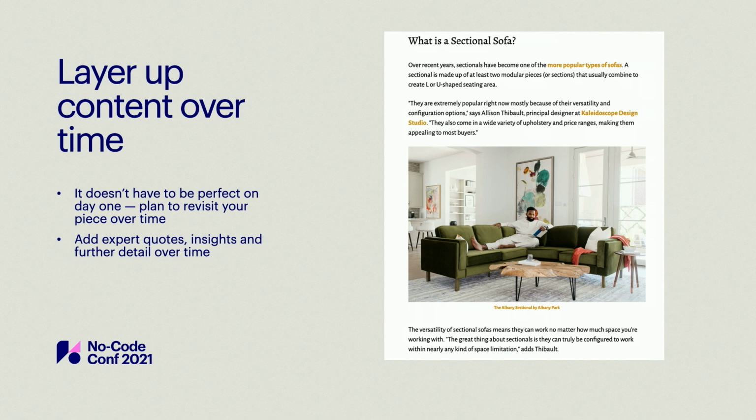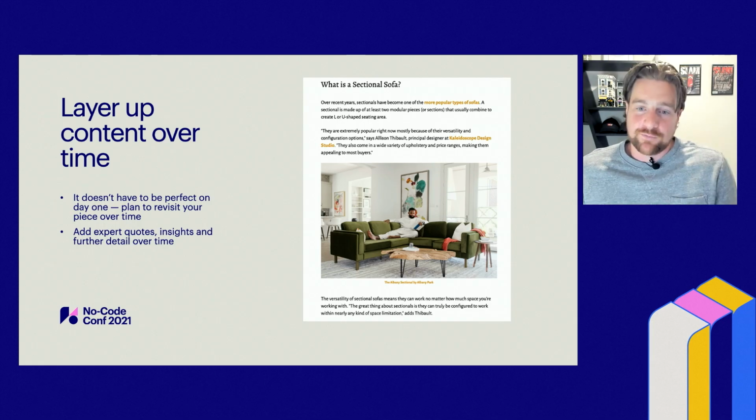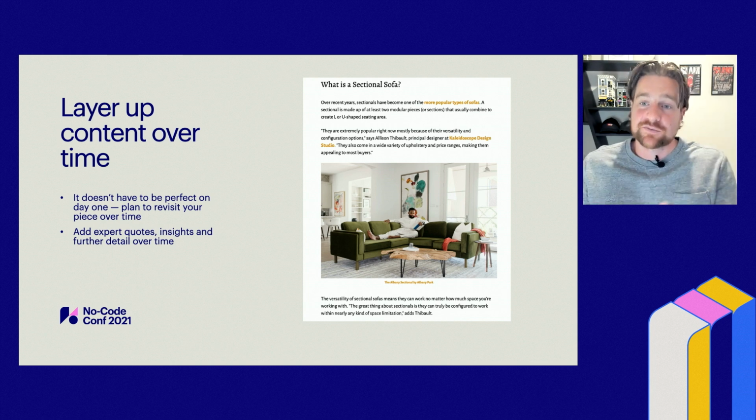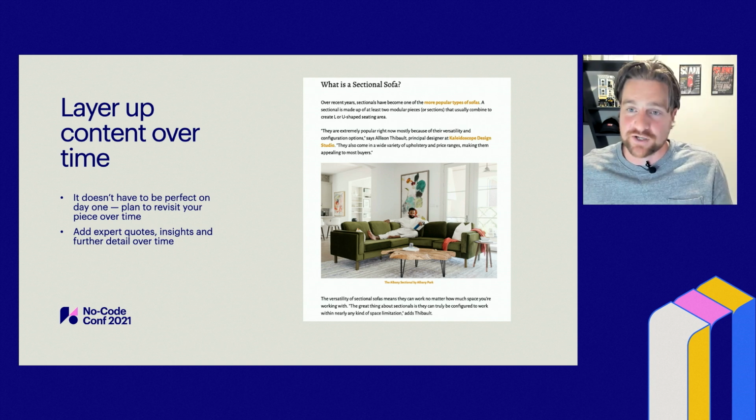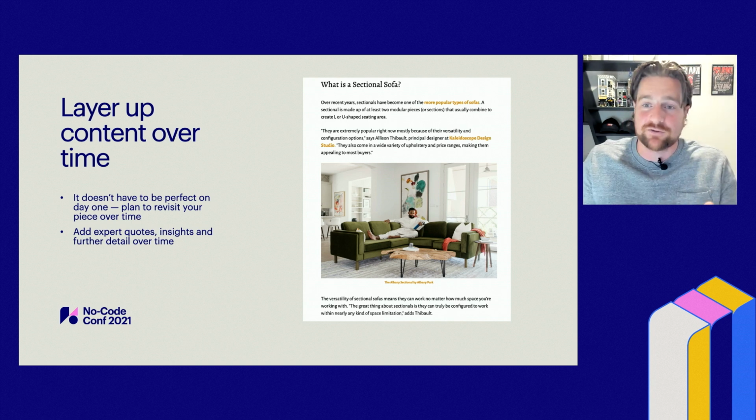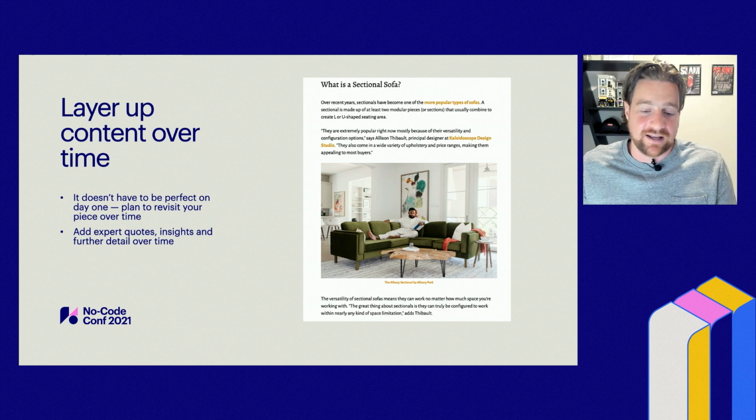And to begin with, it was just a list of the best places to buy sectionals. Over time, what I've done is gone back and added in expert quotes from the brands that we feature. And as you can see in this section here, I've added an explanation on what exactly is a sectional sofa. So this piece went from maybe 1,500 words when we published up to about 2,500 now, and 1 to 2 expert quotes, now up to like 5 or 6. And I'm still constantly looking for ways to improve this article and layer it up over time.